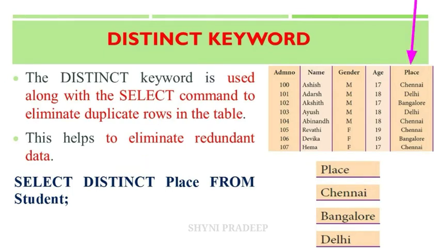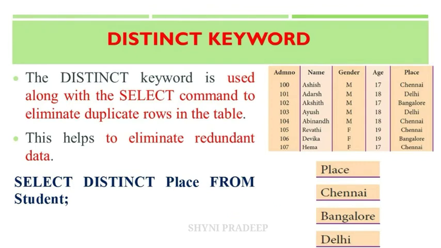See this place field. Chennai is given 4 times, Delhi is given 2 times, and Bangalore is also given 2 times. So here you have to eliminate the duplicate rows. So single row values only are displayed. Duplicate values will not be displayed. See, this is the output: Chennai, Bangalore, Delhi. Duplicate rows will not be printed.